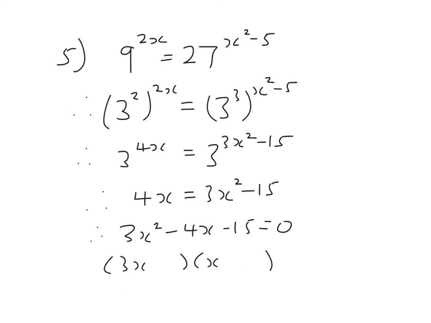5 3's are 15. So let's put 3 there and 5 there. And we'll have minus 9 plus 5. So therefore x is 3 or minus 5/3.